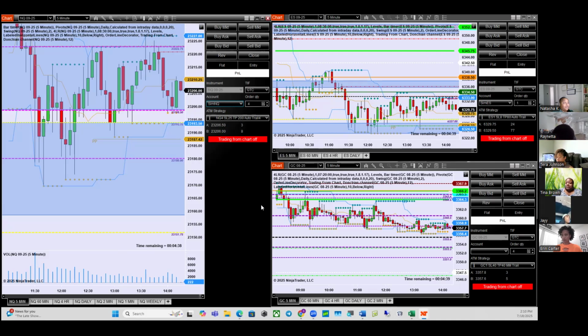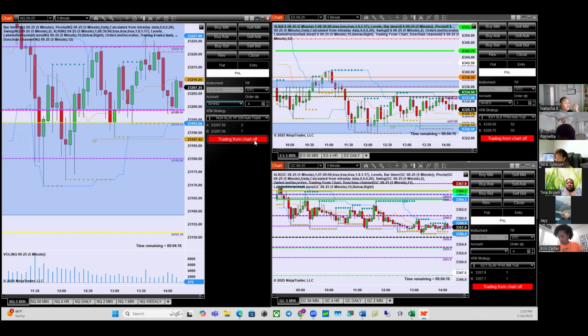Okay, so if we're moving on to ATMs, the first thing you have to decide on any instrument is how much you're willing to risk, right? You've got to figure out what your daily loss limit is and what your trade risk is. How much are you willing to lose per trade?